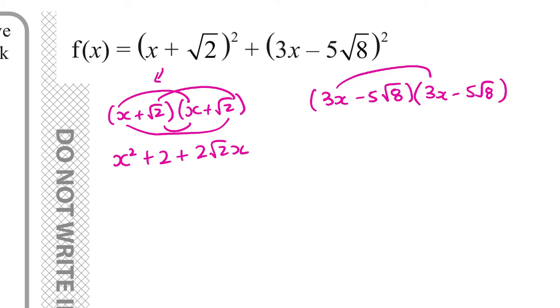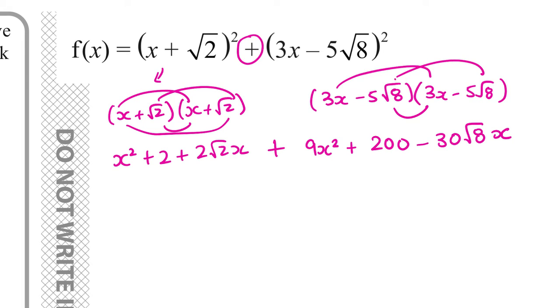So we're going to have 9x squared. Now we're quite lucky here, this is a plus, so I'm not going to worry about any negatives. Minus 5 root 8 times minus 5 root 8 is positive 40, is that right? No, it's not. 5 times 5 is 25 times 8. 200, perfect, thank you. Then we're going to have minus 15 root 8x. Minus 15 root 8x is minus 30 root 8x.